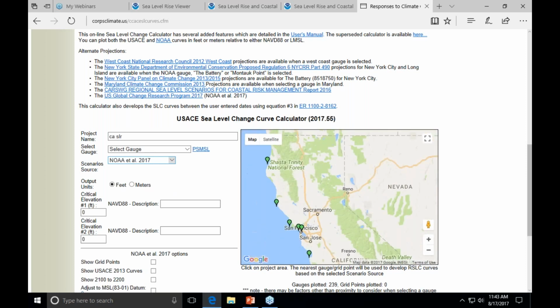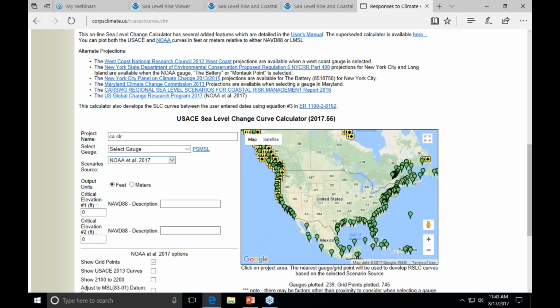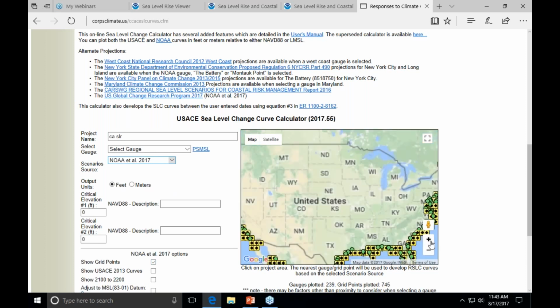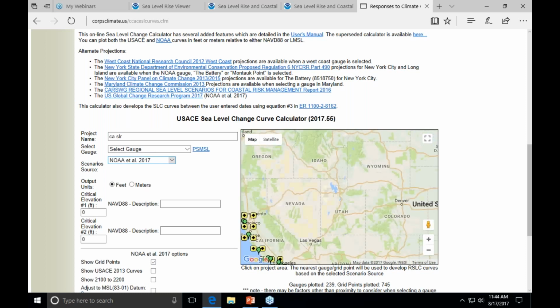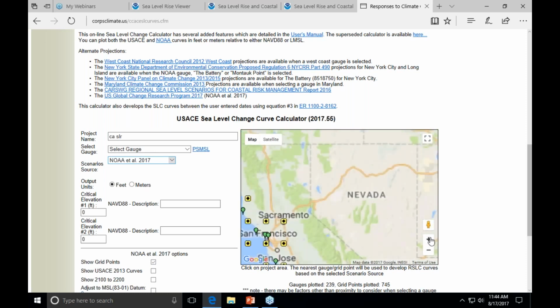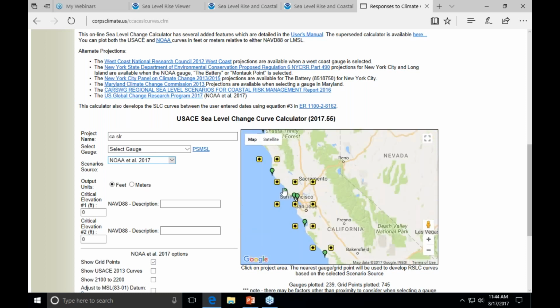You can turn on the grid points right here. Oops, it's sending me back out for some reason. You can get information at each one of these points. Those are the actual gauges, and these yellow things are the grid points. So if you want to know what the sea level rise in Sacramento is, no, it just overlaps. So you can click here. Should be able to.